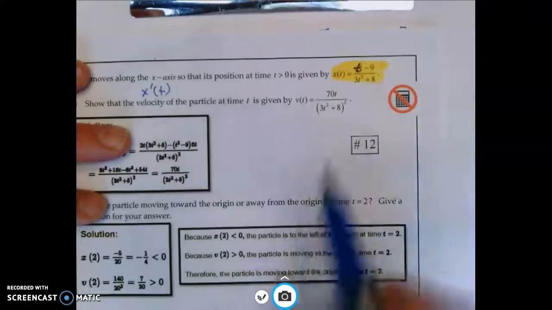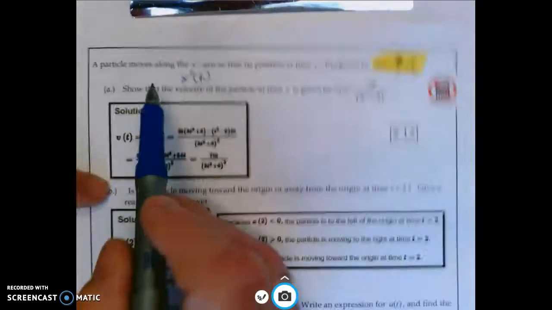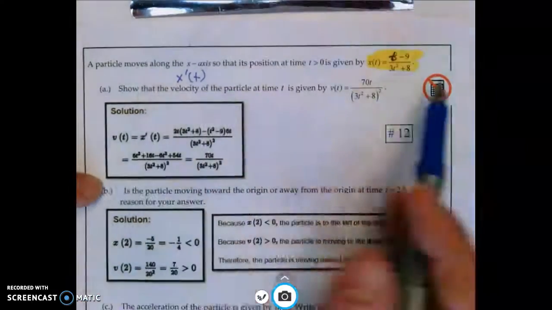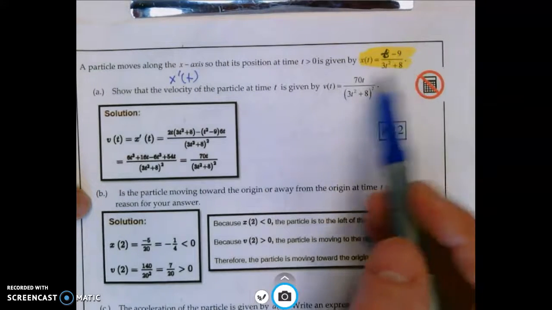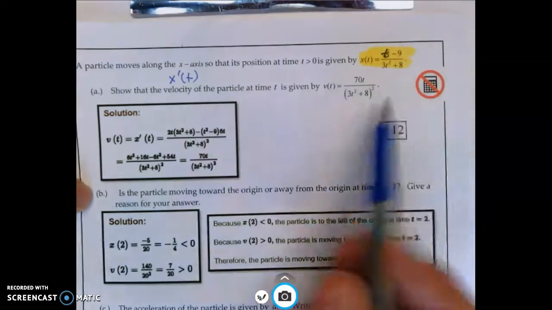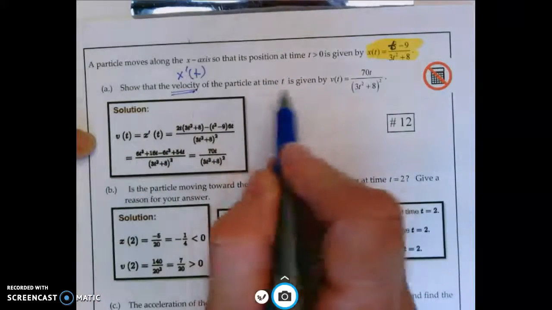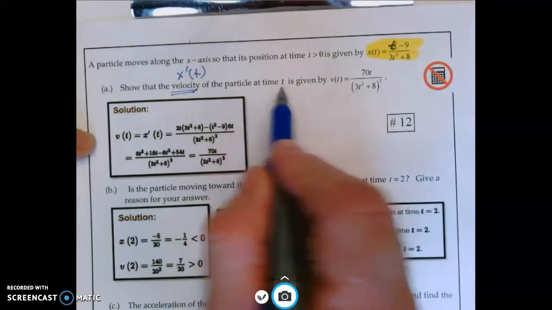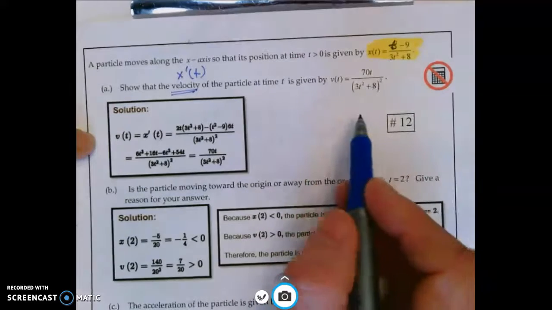Also, a typo here. This is our position function of a particle moving along the x-axis, so it's just moving to the right and to the left. And I put it down as x squared. It's x of t equals t squared minus 9 over 3t squared plus 8. And the first question is show the velocity, which is x prime of t, of the particle at time t is given by this. So literally find the derivative of this and make sure it's this.